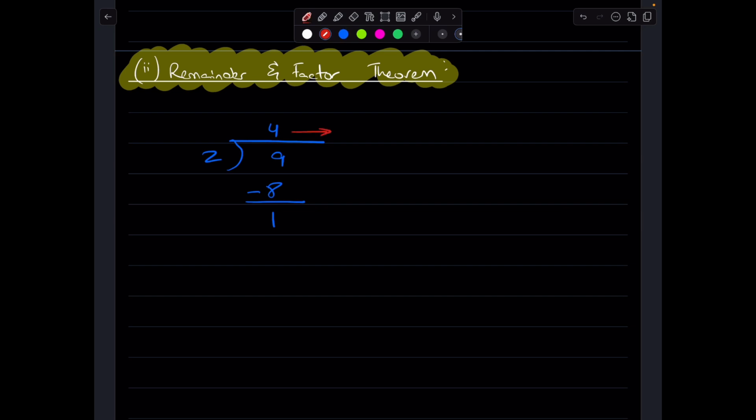4 is the quotient and 9 is what we call the dividend. 1 is obviously the remainder and 2 is what we call the divisor.